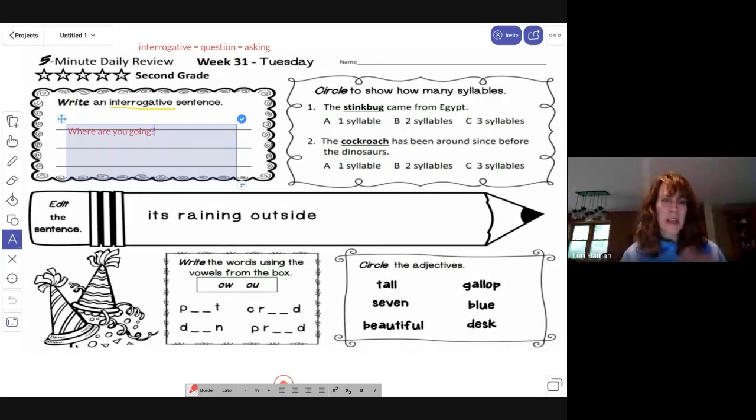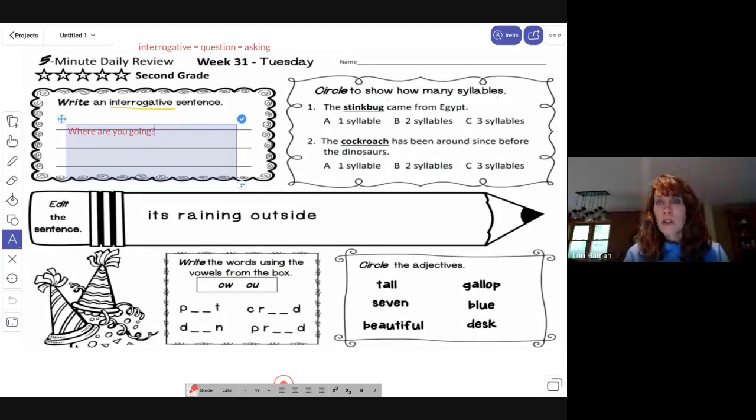You could ask anything. You could start with a different word too. You could start with do you like ice cream? Or you could start with is it going to rain today? There's many question starting sentence words, the words for questions, okay? All right, we're going to go on to the second one.